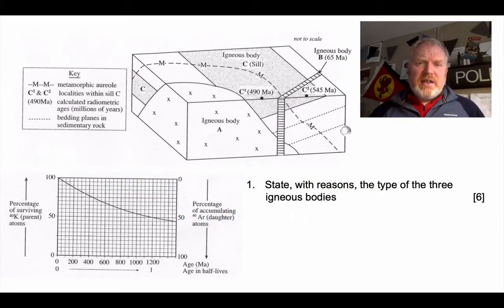We've got two pieces of data we need to deal with. We have a block diagram with three igneous bodies labelled A, B and C marked on it, as well as some radiometric dates. We also have a decay curve there for potassium argon dating. So, questions. We need to think about what type of igneous bodies these are. Notice there are 6 marks for this. A mark for the name, and a mark for a reason.